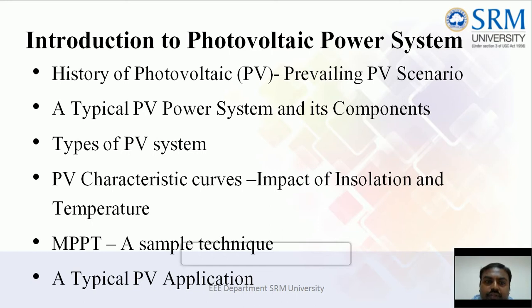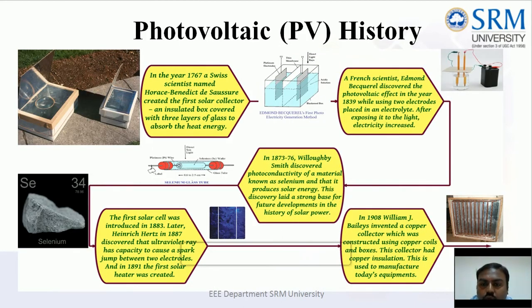Let me get into the lecture. So, the photovoltaic system has a history of 180 years. Though it is so fascinating in the present scenario, the research on photovoltaic actually began in 1839 when Becquerel introduced the photovoltaic effect. He used two electrodes and exposed them to sunlight. As a result of that, electricity was produced.